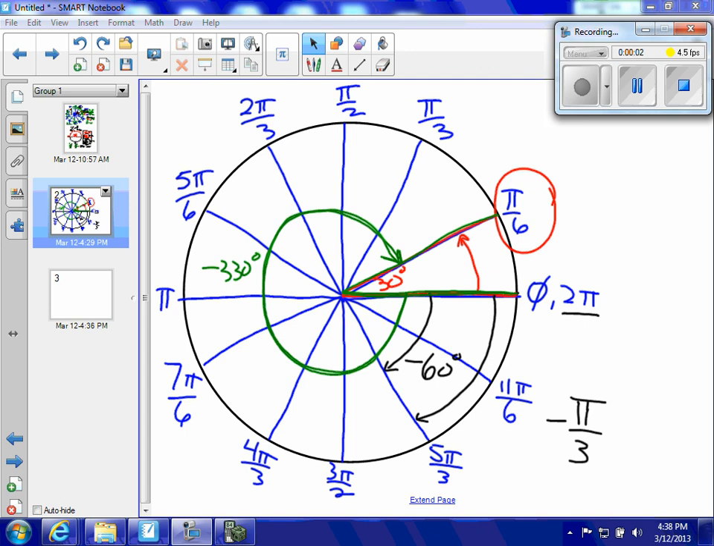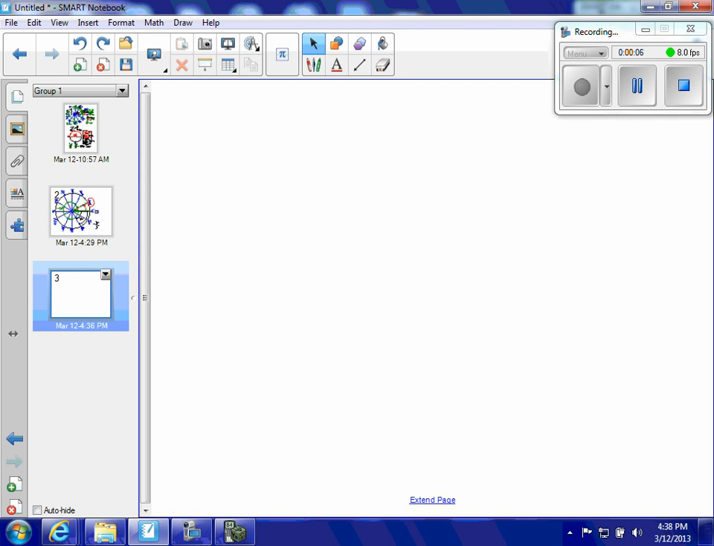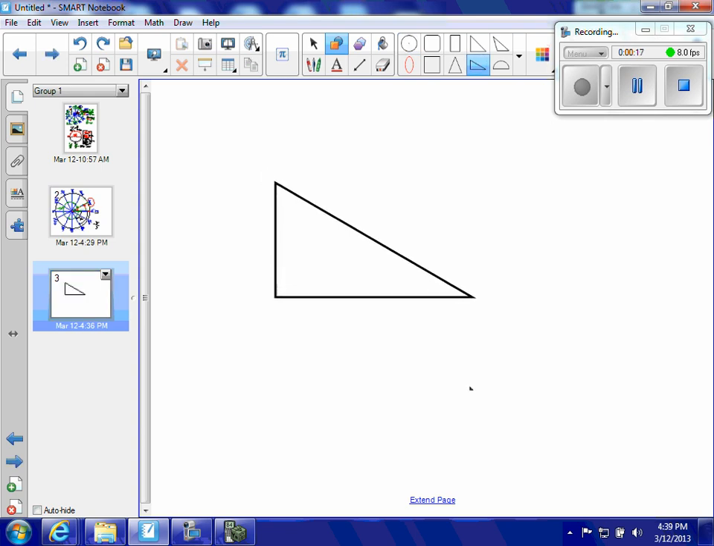Since we have our unit circle now so nicely divided up into 30-degree wedges, let's just take a look at a 30-degree angle triangle. Some interesting things about it. This might not be exactly right, but whoops. Let's get rid of that one. Okay.